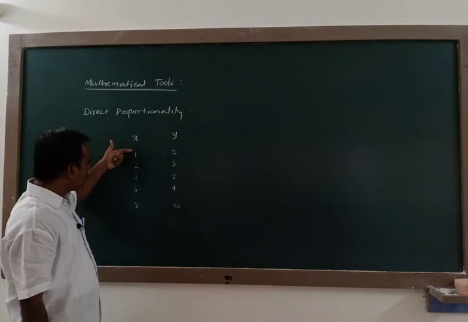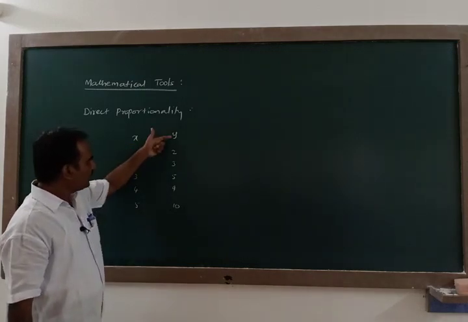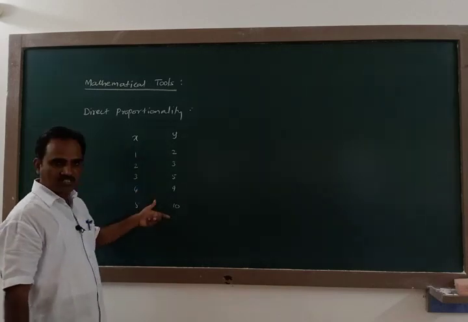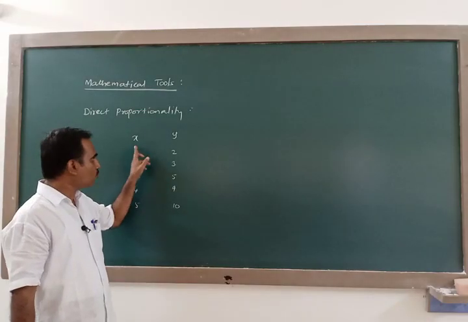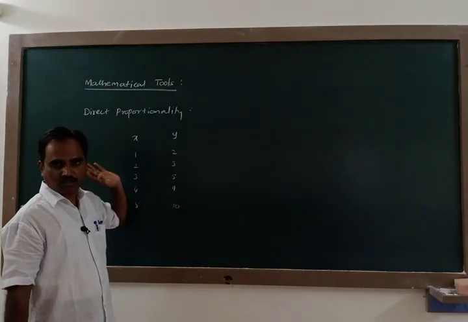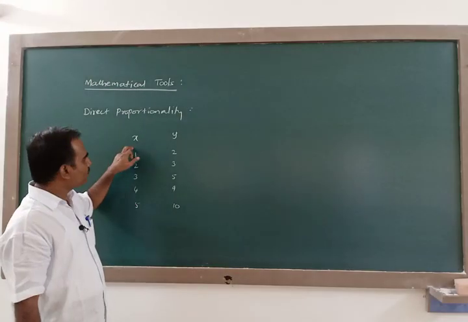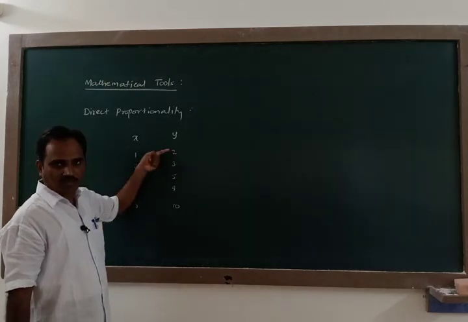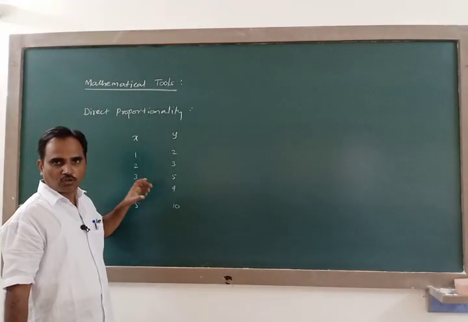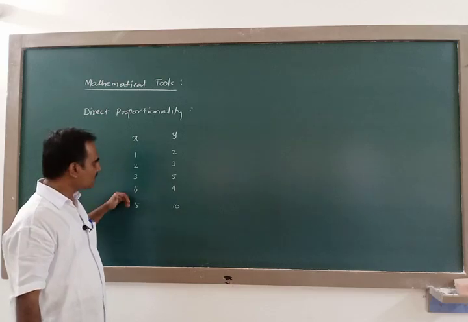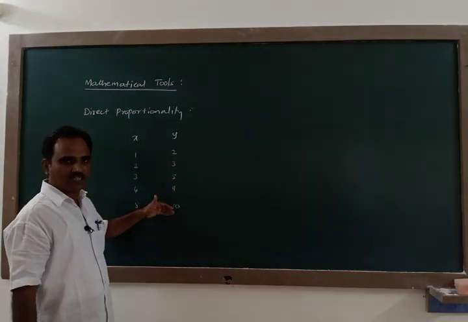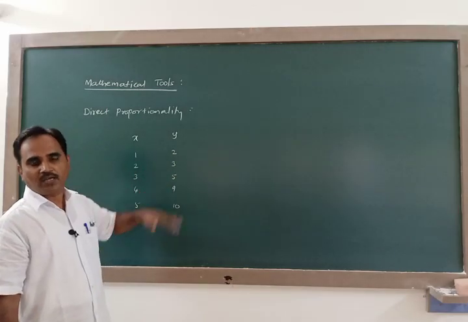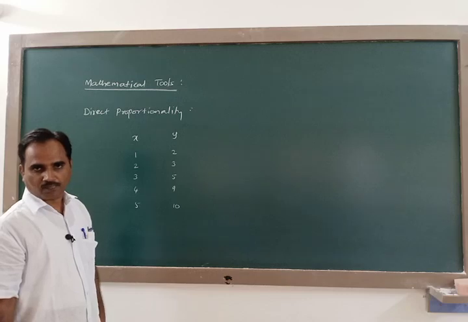When this quantity is varying like this, the other also varies this way. That means when one increases, the other one is also increasing. Then you can't say that these two are directly proportional, because when x varies, y is not varying by a constant factor. Though one increases, the other one also increases, but not by a constant factor. These two are not said to be directly proportional.